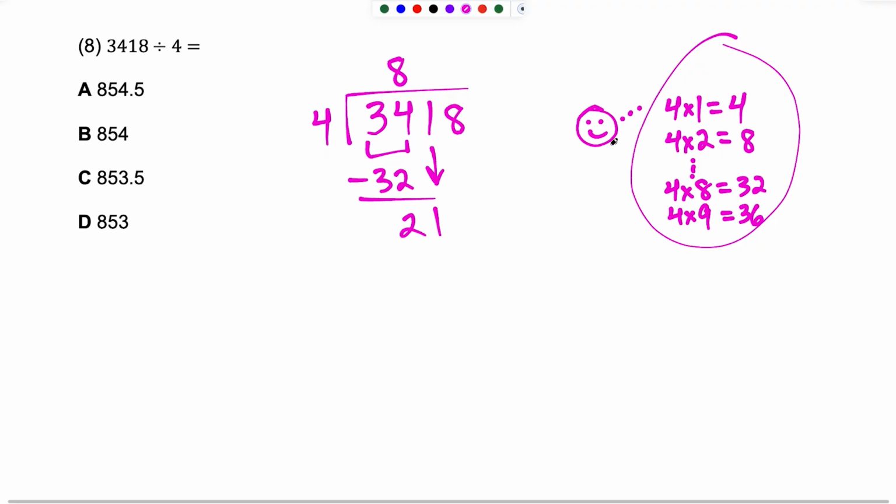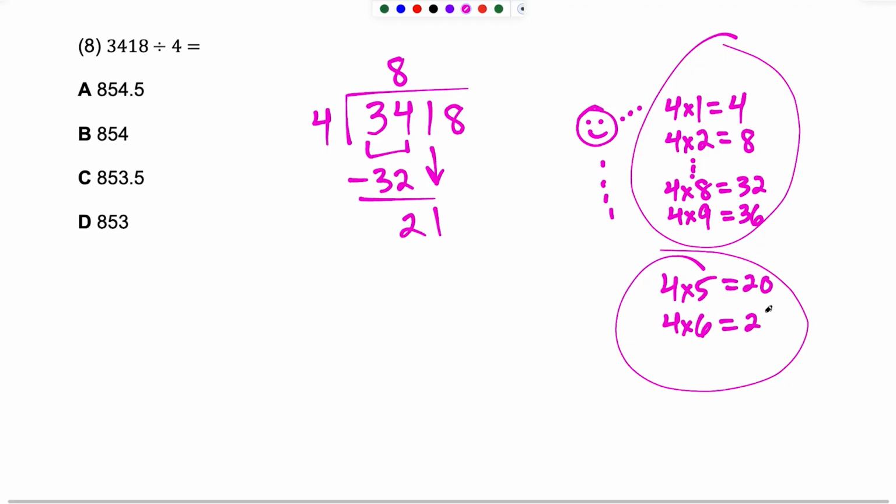And now we just have to think of the multiples of 4 yet again. And this one, I'm thinking of 4 times 5 is 20. And if I went one more, 4 times 6 is 24, which goes too far. So we could get as close as 4 times 5. And then we have 5 times 4 is 20. We subtract, and we have a remainder of 1.